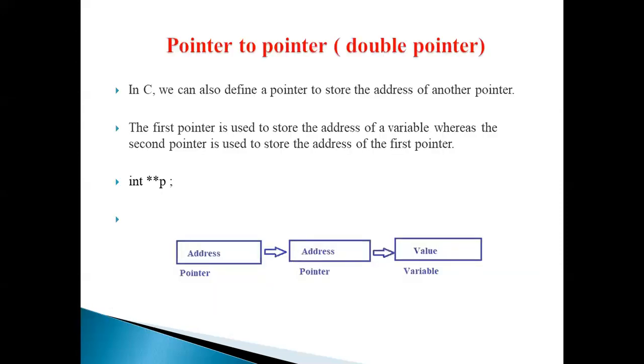Next one, pointer to pointer, double pointer. A pointer which points to another pointer. In C, C++, we can define a pointer to store the address of another pointer. The first pointer is used to store the address of a variable, whereas the second pointer is used to store the address of the first pointer. So we can declare pointer to pointer using the double asterisk symbol, **p.